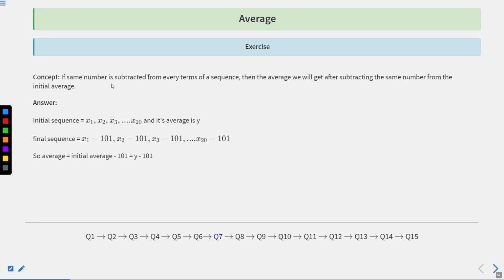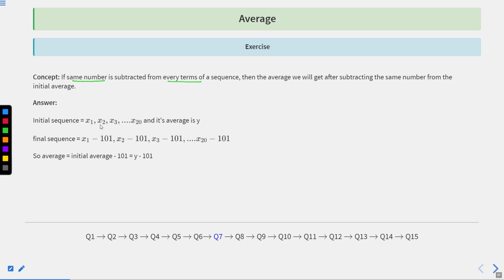The concept that will be useful here is: if the same number is subtracted from every term of the sequence, and the same number is very important here, then the average will get reduced by that same number. So if each data point is subtracted by some number, then the average will also reduce by that number. That's exactly what we are saying here.